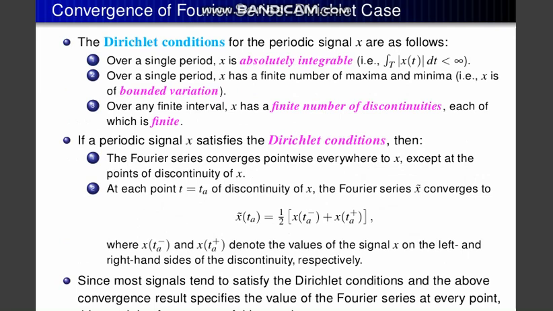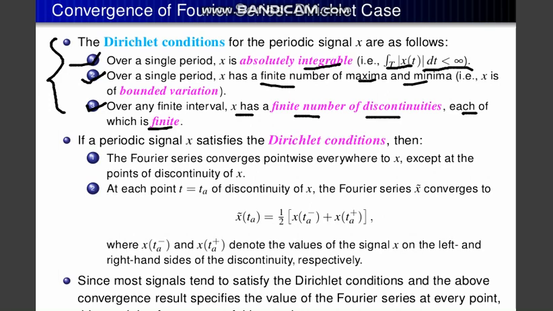Now, the convergence of the Fourier series in the Dirichlet case, that is the important part, the Dirichlet conditions. What do we know about the Dirichlet conditions? The conditions on the periodic signal x are as follows. Over a single period, x is absolutely integrable, that means the integral is less than infinity. Over a single period, x has a finite number of maxima and minima. x is of bounded variation. Over any finite interval, x has a finite number of discontinuities, each of which is finite.